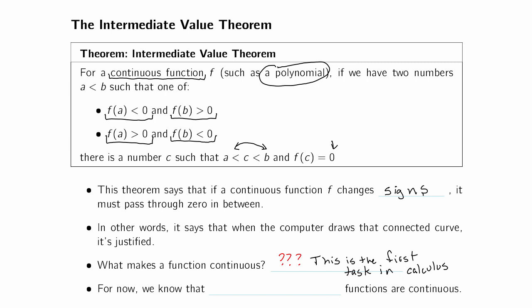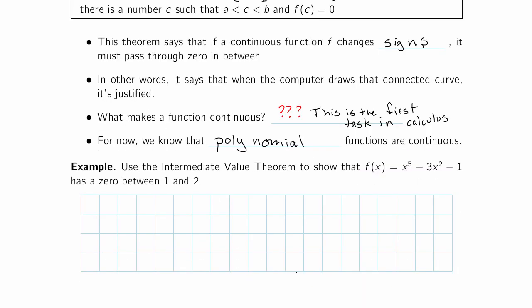For now, we don't have all the tools that we need to say what it means for a function to be continuous, but we do know that polynomial functions are always continuous. So let's look at that example we saw in the previous video. The intermediate value theorem shows us that this function really does in fact have a zero between 1 and 2.